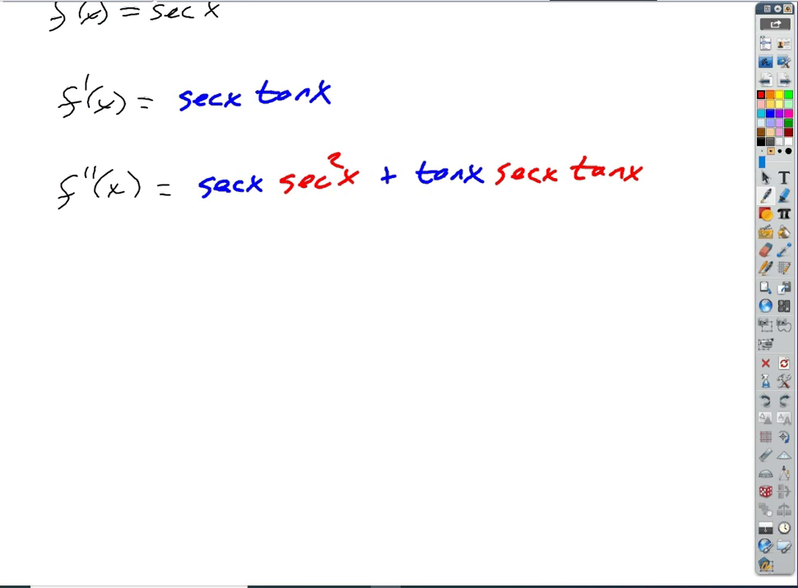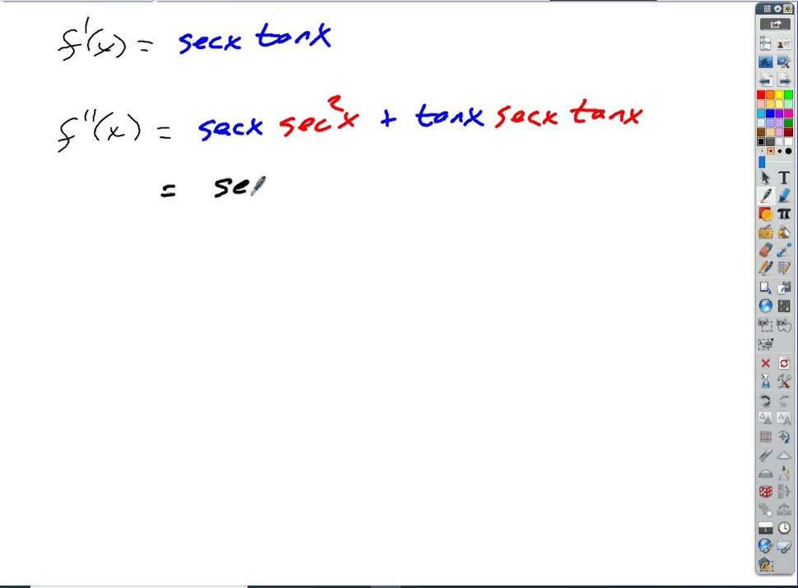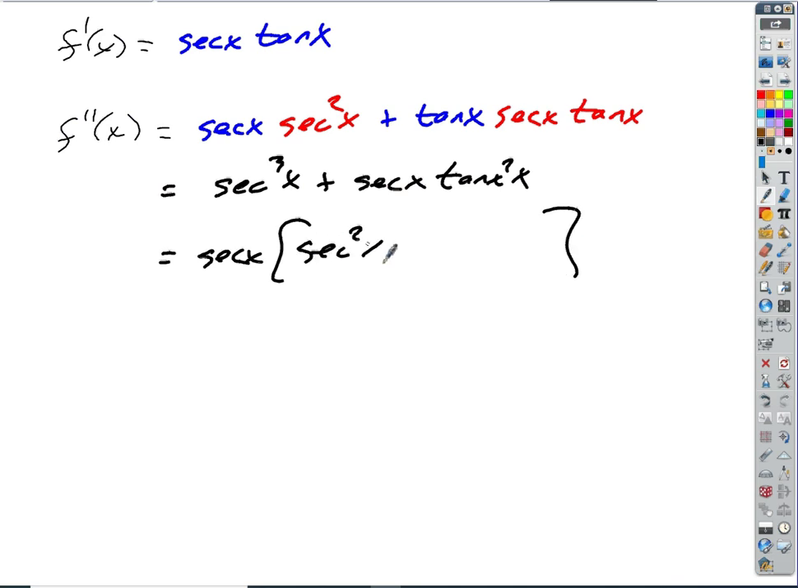We could clean this up a little bit though. If we clean up each individual term, I'm going to get secant cubed x plus tangent squared x secant x. Okay, so what could I do to maybe clean this up a little bit? I could factor a secant out. And if I do that, I'm left with secant squared x plus tangent squared x.